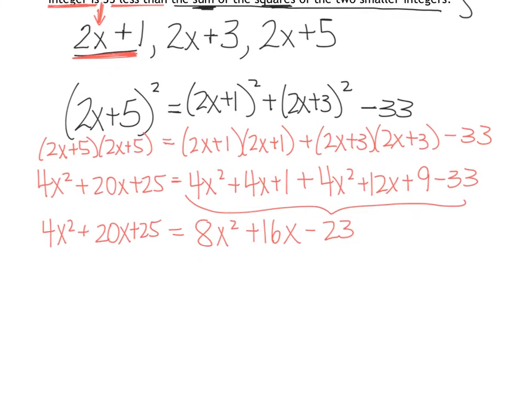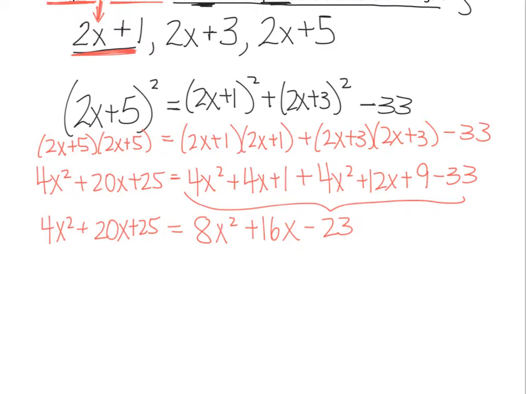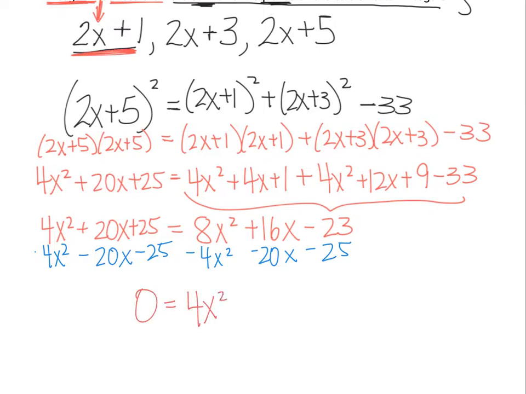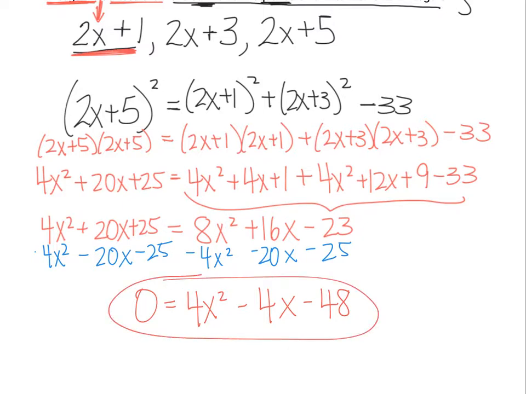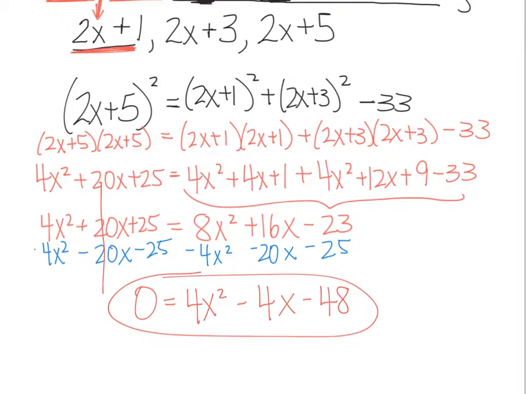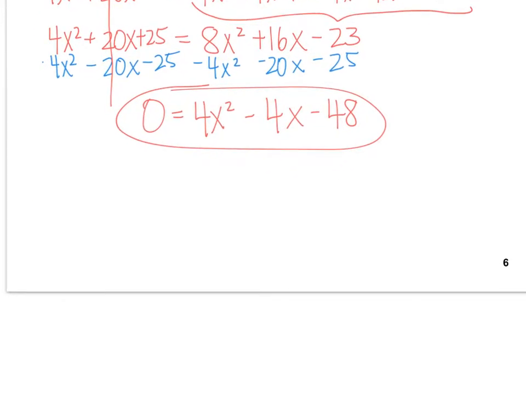And now remember, to be able to solve an equation, you have to collect like terms and have it equal to 0. So I'm going to subtract 4x squared, subtract 20x, and subtract 25. And I'm going to get 0 equals 4x squared minus 4x minus 48. That is the simplified version of our equation. And now we can solve that equation.